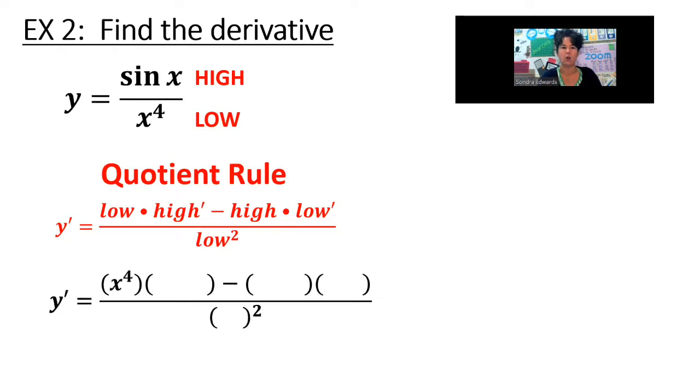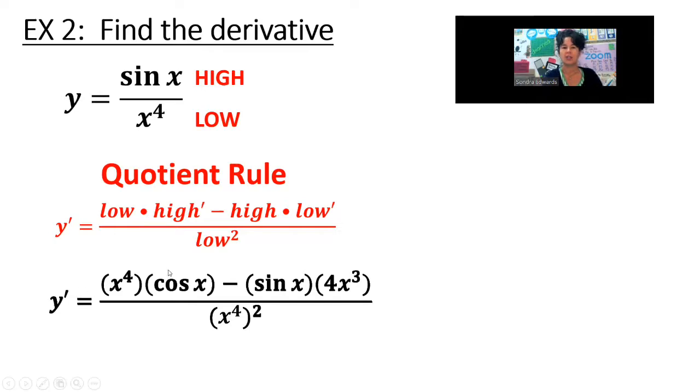When I go with low, that's x to the 4th. D high, the derivative of sine x is cosine x, minus high, which is sine x. D low, derivative of x to the 4th is 4x cubed, all over low squared, x to the 4th squared. Simplifying here, down here we have x to the 4th, the second, power to a power, multiply. All right, so that's going to be x to the 8th power.